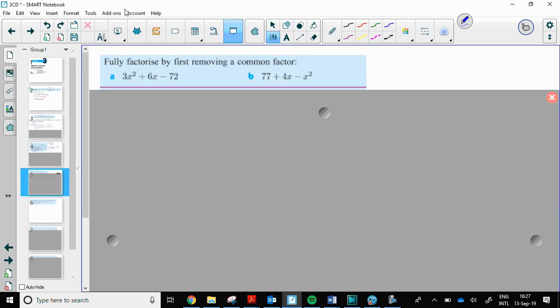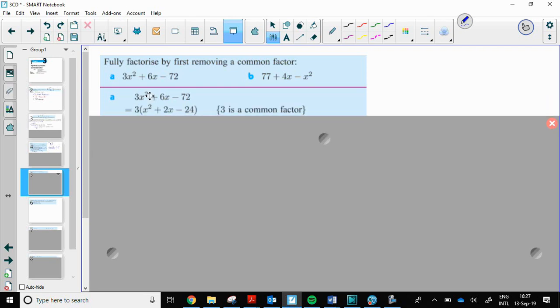So far this is not too challenging. But we could also have to remove a common factor, and this should always be the first thing that we think about when we factor anything: is there a common factor? And in this first problem, yes. 3, 6, and 72 are all divisible by 3. So that's the first thing I want to do, just take that out. And now I look at what's left behind: x squared plus 2x minus 24.